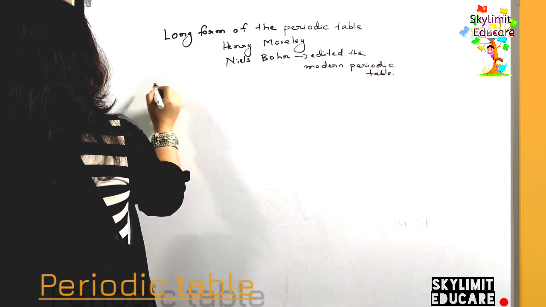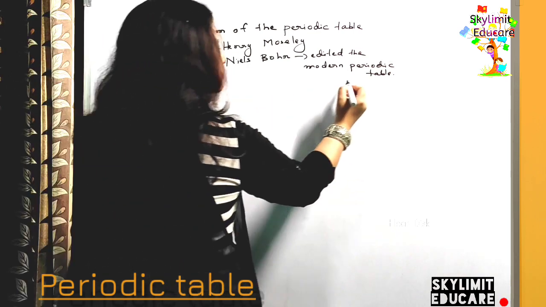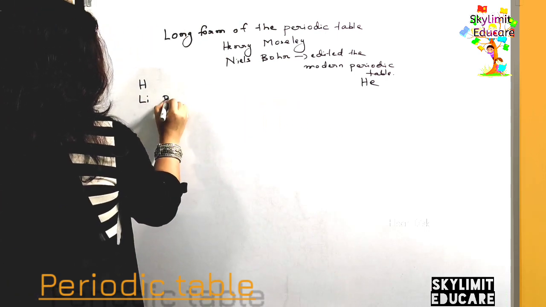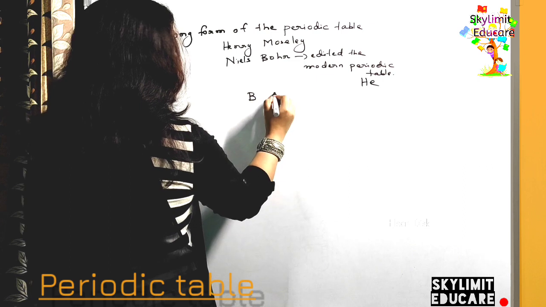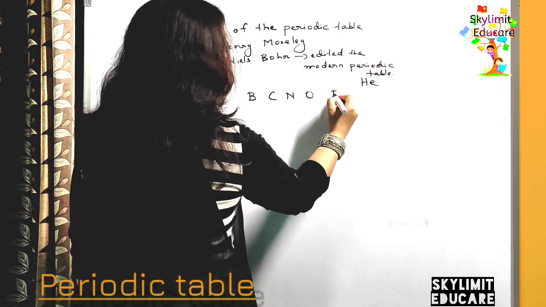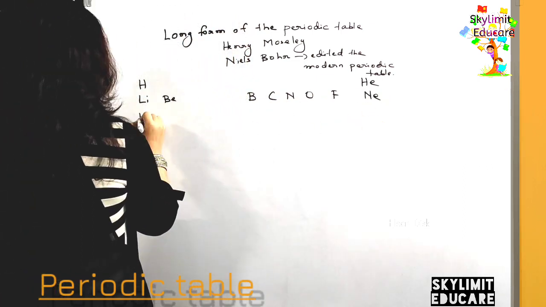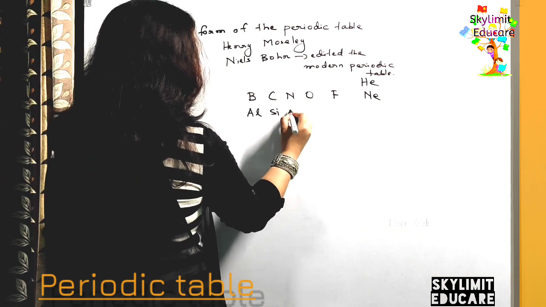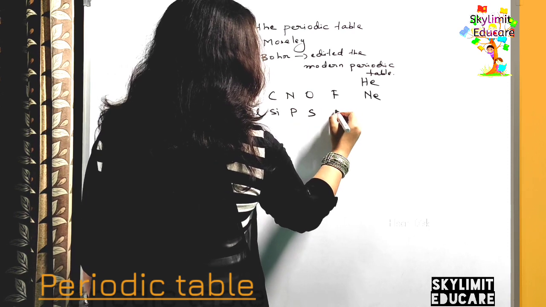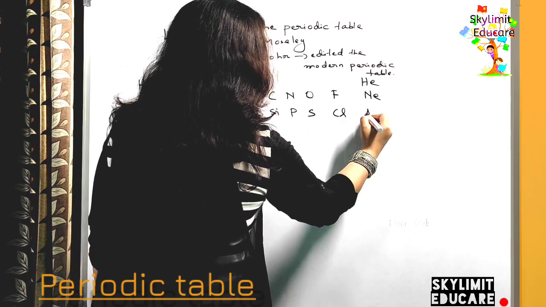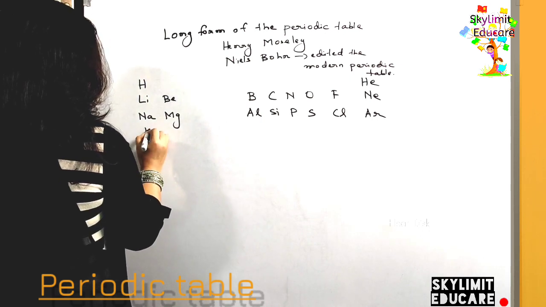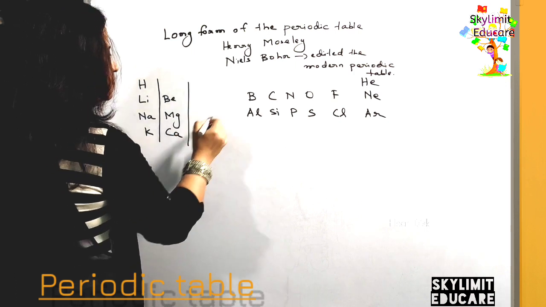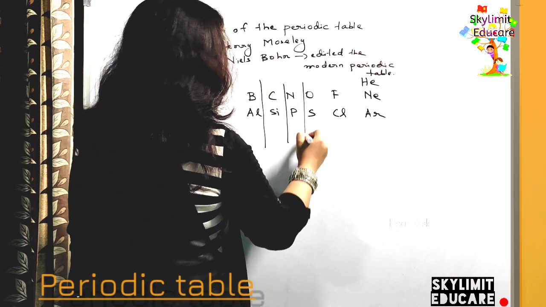So let me write down the elements from hydrogen up to calcium: hydrogen, helium, lithium, then you have beryllium, boron, carbon, nitrogen, oxygen, fluorine, neon, sodium, magnesium, aluminium, silicon, phosphorus, sulfur, then chlorine, then argon, then potassium and calcium. Okay, so these are the first 20 elements of the periodic table. Clear?